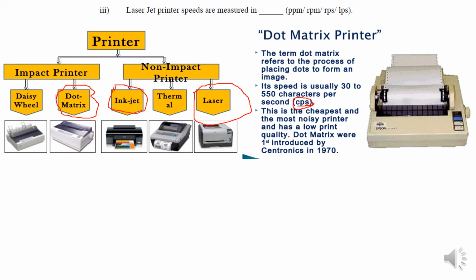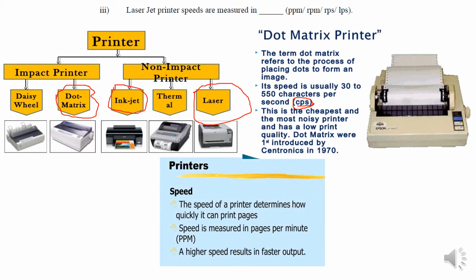Now let's come to the final answer to this question. That is the speed. The speed of a printer determines how quickly it can print pages. Speed is measured in pages per minute, ppm. A higher speed results in faster output. So in the case of a laser printer, the speed is ppm, pages per minute. How many pages can it print in a minute? It is the unit of speed for a laser printer.